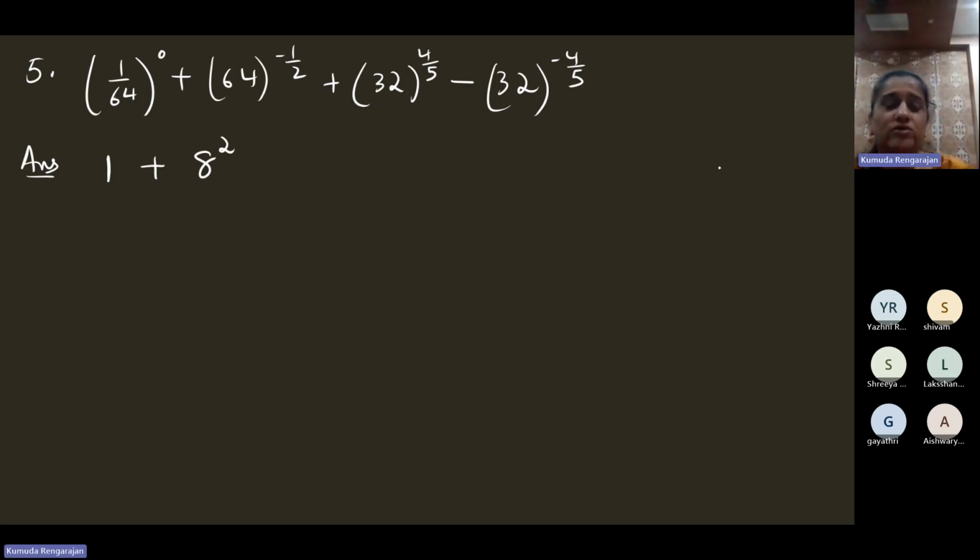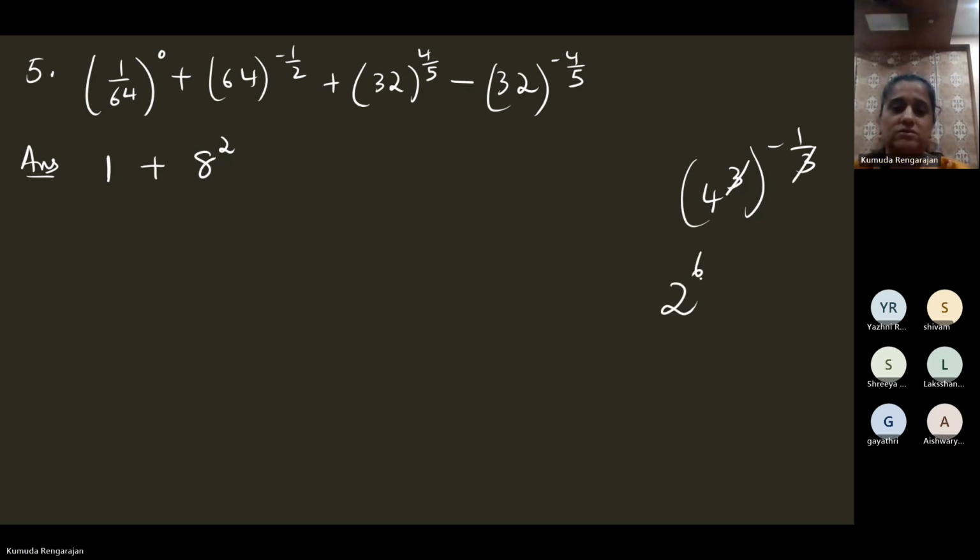See, supposing the power was 1 by 3, then you can write 64 as 4 cubed. If the power was 1 by 3, or minus 1 by 3, you can write 64 as 4 cubed. 3 and 3 cancel. You can also write 64 as 2 to the power 6. Now here we choose to write it as 8 squared because we have the power minus 1 by 2.